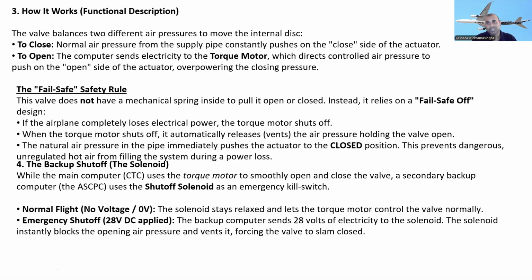Okay, now do you understand what happened, right? The torque motor is the one that normally, precisely, opens or closes to regulate the air. But in an emergency situation, what will happen? The backup valve, or secondary valve, uses a solenoid to completely stop the air pressure coming in, because if the very hot air goes to the packs, they can fail, and something can happen inside the cabin.